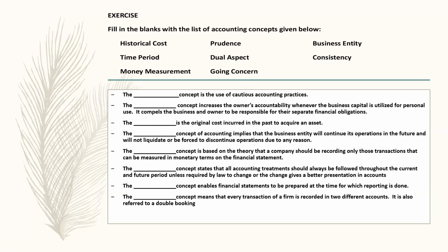So your first answer is Prudence. The second answer is business entity. The third answer is historical cost. The fourth answer is going concern. The fifth answer is money measurement. The sixth answer is consistency. The seventh answer is time period. And the eighth answer is dual aspect.